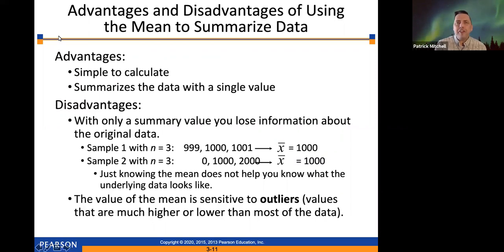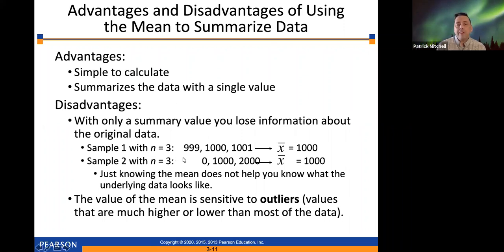Advantages and disadvantages of using the mean to summarize data. The advantages are that it's simple to calculate and it summarizes the data with a single value. The disadvantages are that with only a summary value, you lose information about the original data.